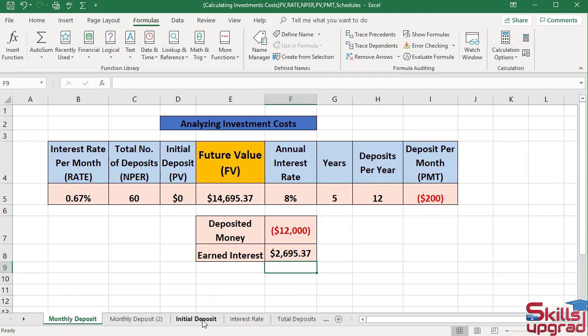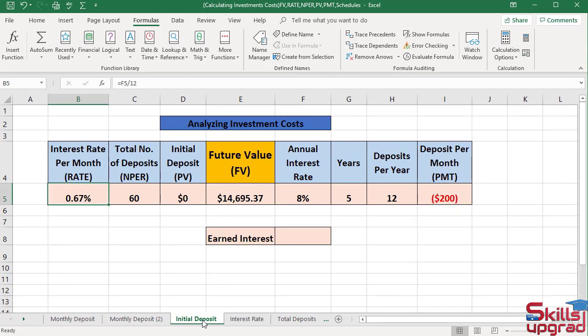Click Initial Deposit Sheet. Now I again calculate future value of an investment. Suppose I deposit per month $0. Type 0 in cell reference I5. And I have deposited $15,000 in my saving account as an initial balance or starting balance.